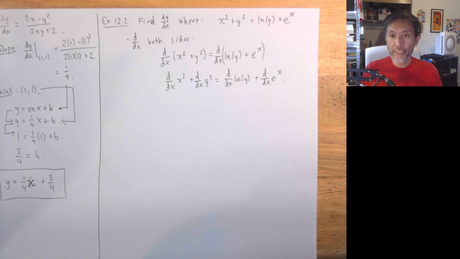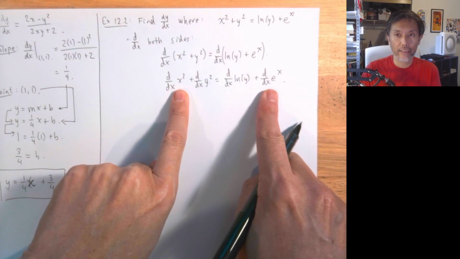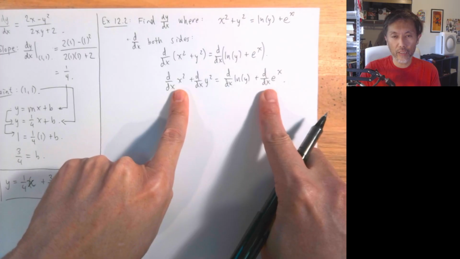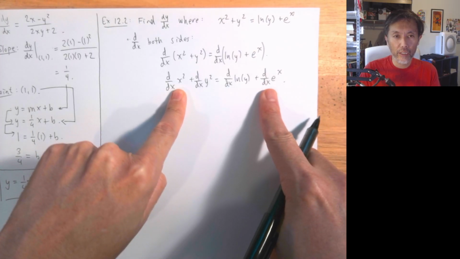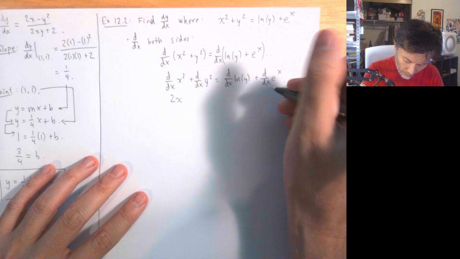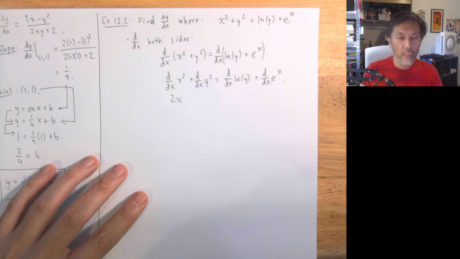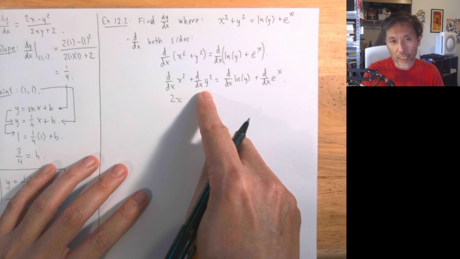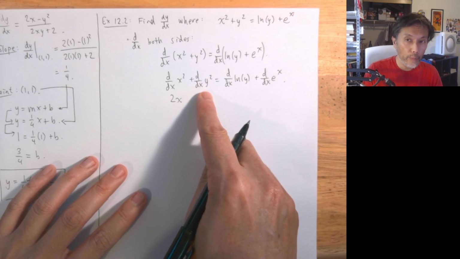There are bits which are easy and bits which are a little bit more complicated. The bits which are easy are this and that, the two that my index fingers are pointing at. This one is just 2x, and that one is just e to the x. I'll get to that. But for this one right here, we have to be a little bit careful.